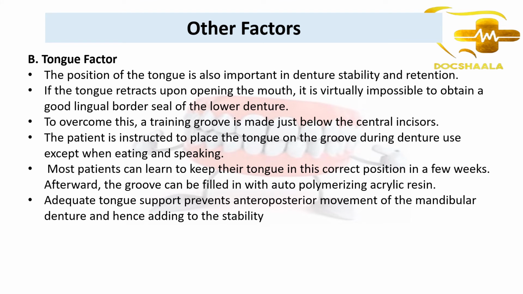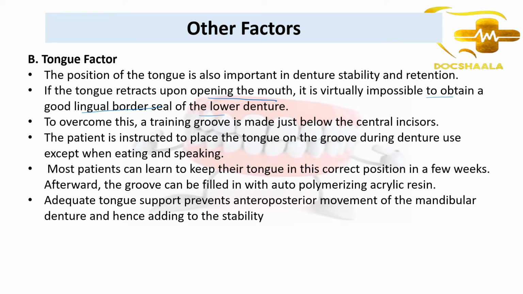Tongue factor. The tongue is a very important factor because it rests in the mouth, right? When it is resting in the mouth, it applies some pressure over the ridges. Okay, so it is very important for denture stability. Previously we had residual alveolar ridges only, right? But on these ridges now we are putting the denture bases. When the denture bases and the flanges are there, the denture stability and retention is also determined by the tongue. If the tongue retracts upon opening one's mouth, it is virtually impossible to obtain a good lingual border seal of the lower denture. Okay, so this is a very important thing.